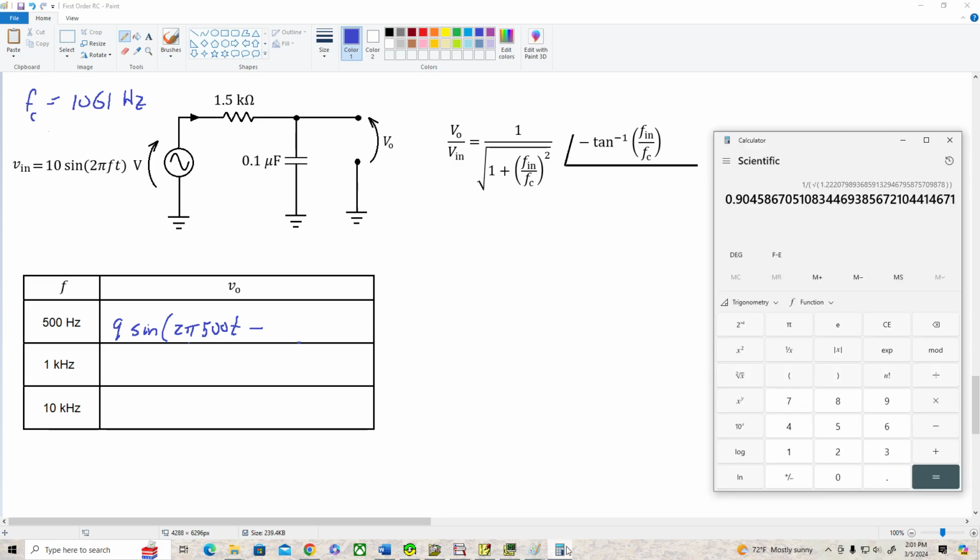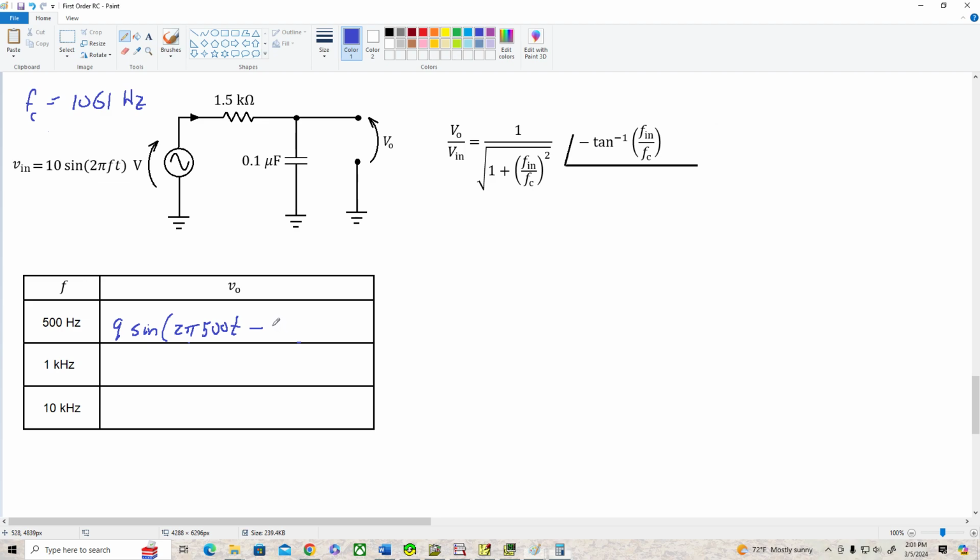Let's figure out what that is. We've got the arctangent of Fn, which is 500 divided by FC 1061. We'll take the arctangent, which gives us 25.2, so it's negative. Our phase angle is negative 25.2 degrees. So there's our output with a frequency of 500 hertz assigned to this input: 9 sine 2 pi 500 t minus 25.2 degrees volts.